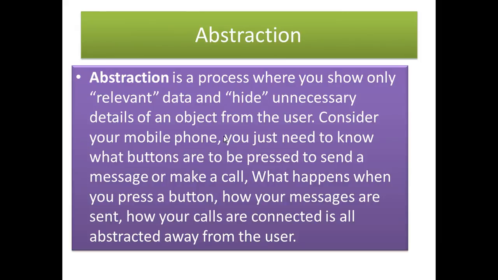The second is abstraction. Abstraction is a process where you show only relevant data and hide unnecessary details of an object from the user. Consider your mobile phone. You just need to know which buttons to press to send a message or make a call. What happens when you press a button, how your messages are sent, and how your calls are connected is abstracted from the user.